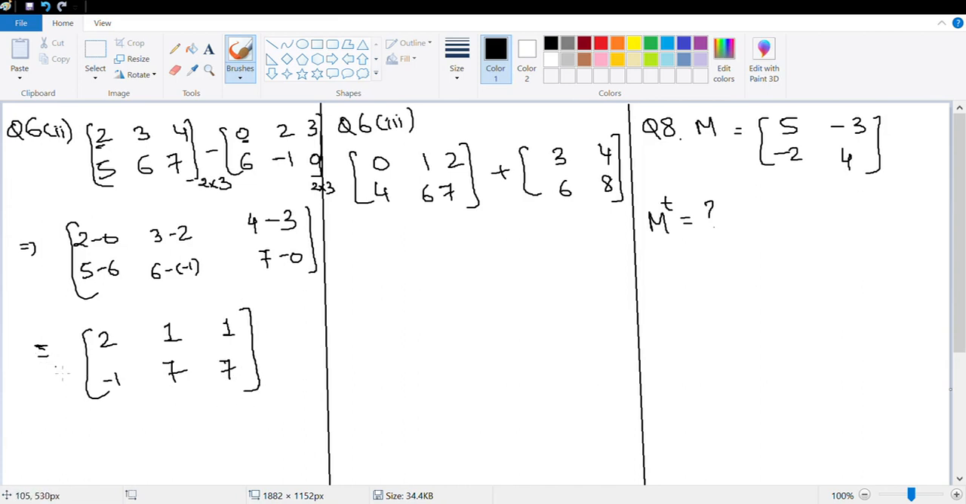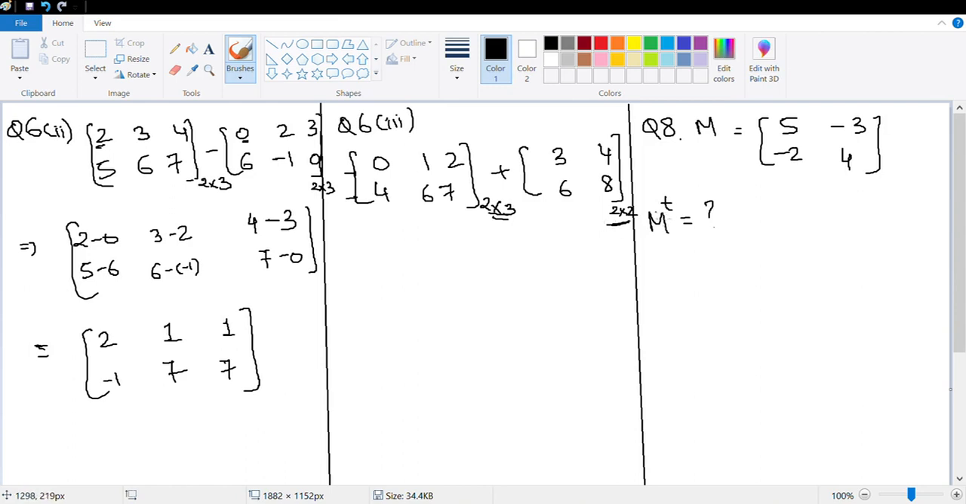On subtracting it, this is what we will get. Let's look at question number 6, part 3. So this matrix is a 2 rows and 3 columns. So 2 by 3 matrix, and this matrix is a square matrix which is 2 by 2.